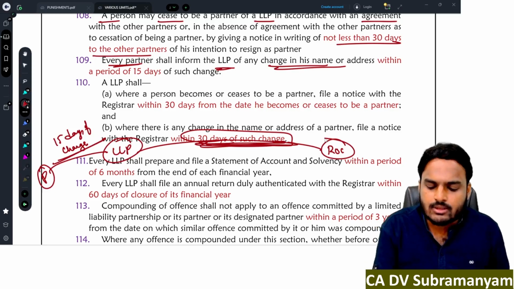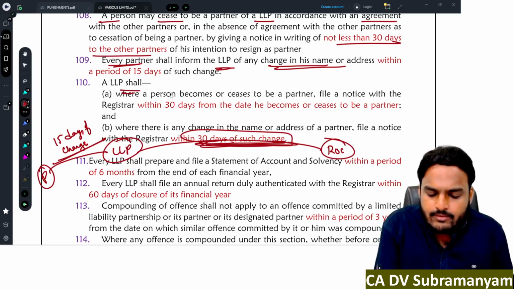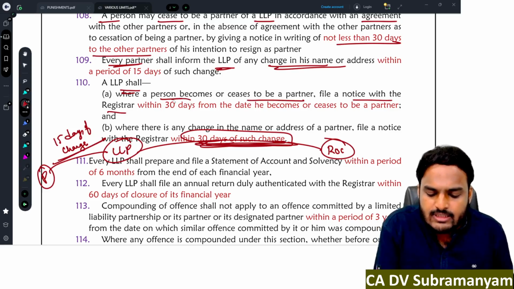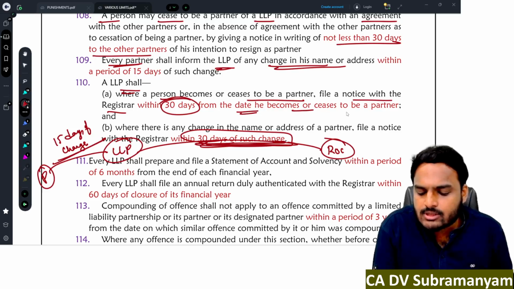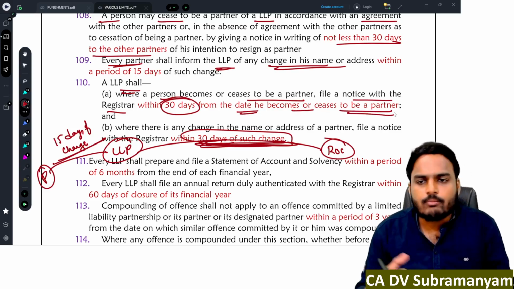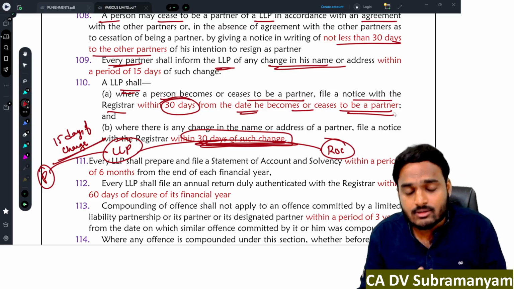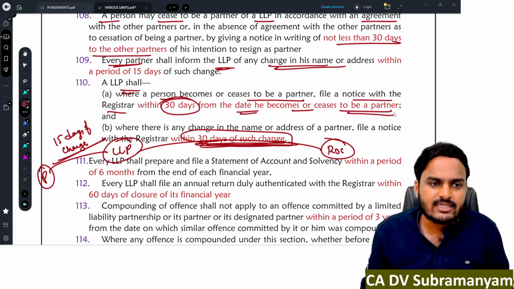Understood? Next one, about resignation. LLP, if a person ceases to be a partner, files a notice with registrar within 30 days from the date he becomes or ceases to be a partner. Whenever a partner is coming out of LLP, LLP has to intimate the registrar within 30 days of resignation by the partner.